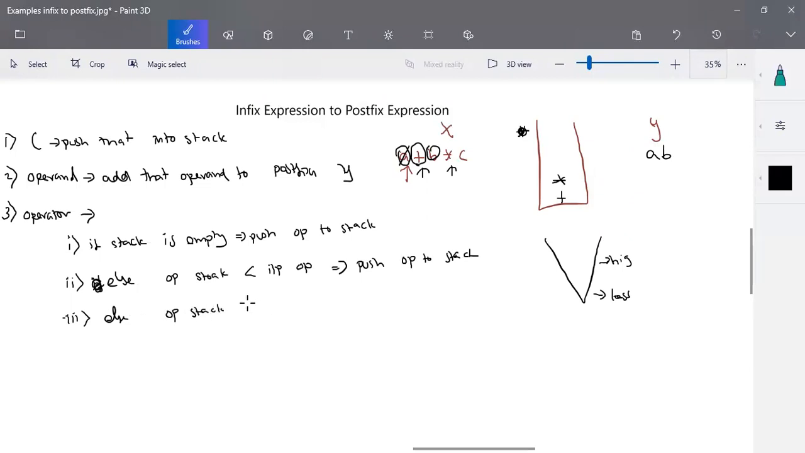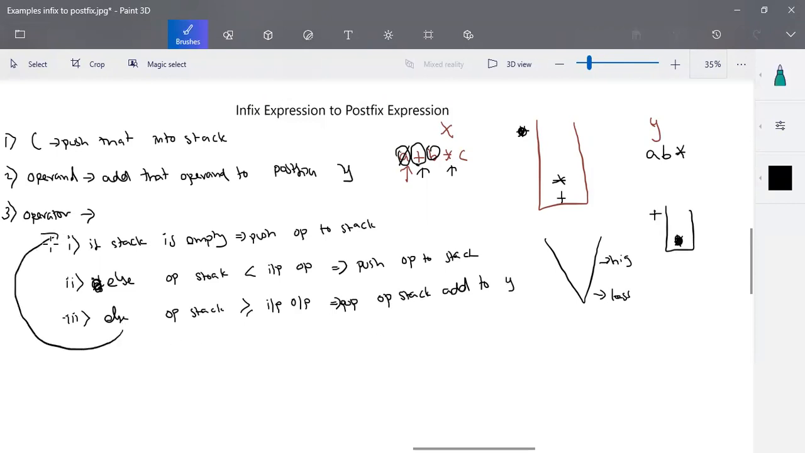Or else, in the sense that the operator on the stack has a greater or equal precedence than this input operator, the reverse of it: you have star inside the stack and you have a plus in the input. Then what we have to do is pop out the star and add it to the expression. We'll be popping the operator on the stack and adding that to your postfix expression Y, and we'll be continuing with the same input. Again, we will be checking whether the stack is empty. If the stack is empty, we can place this plus inside the stack and we repeat this procedure.